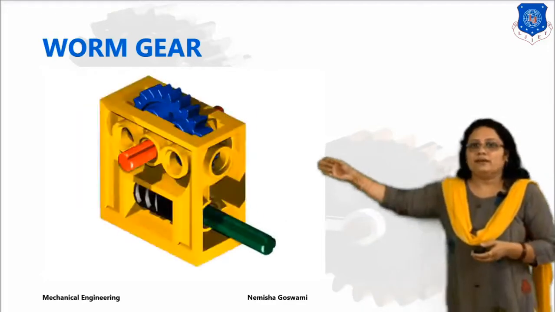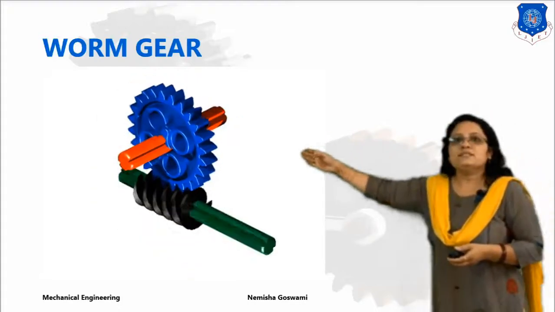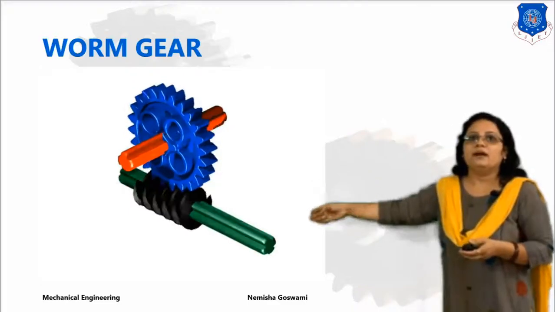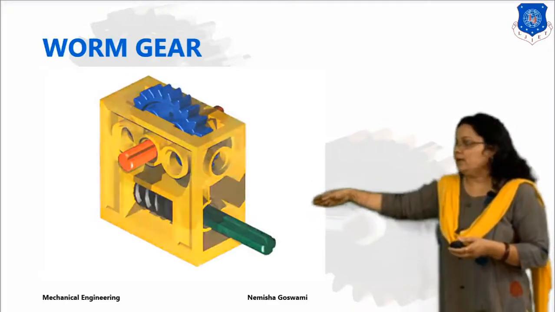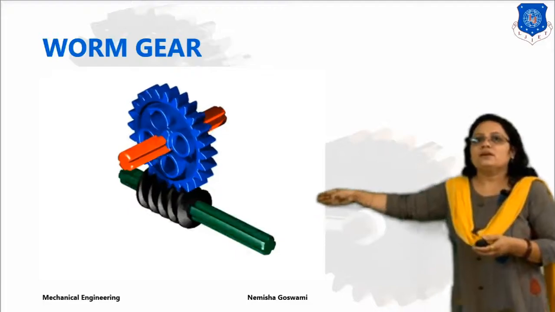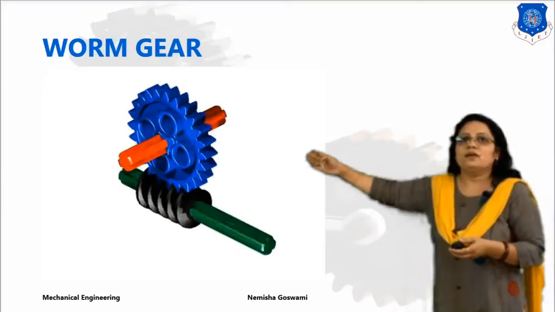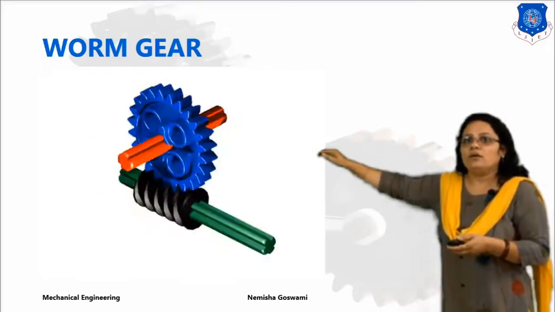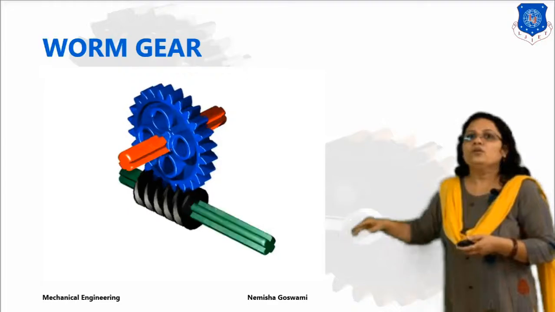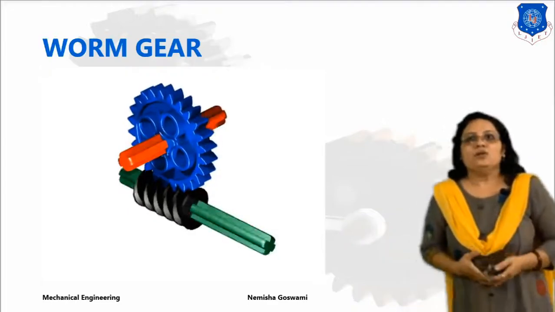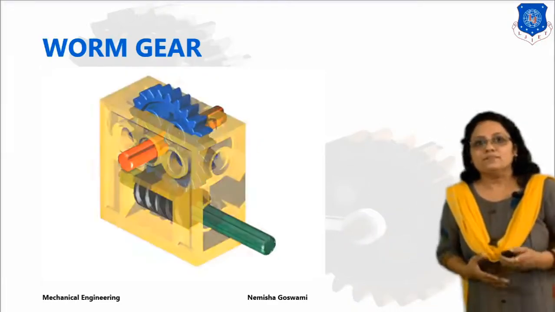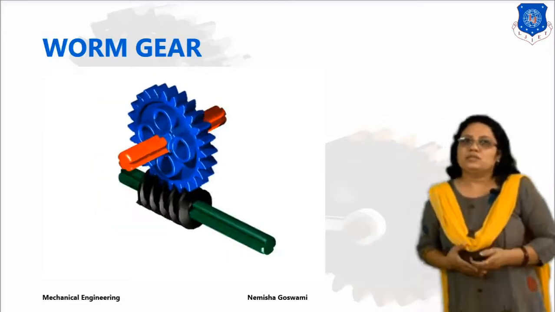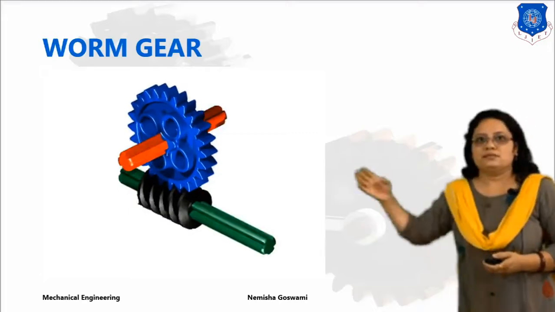You can see here, in a worm gear one pinion or gear is rotating and the other one is translating, having screw threads, while the other is rotating like a gear. The shaft axes of both the gears are not parallel and not intersecting. So worm gears basically come under the case when the shaft axes are not parallel and not intersecting.